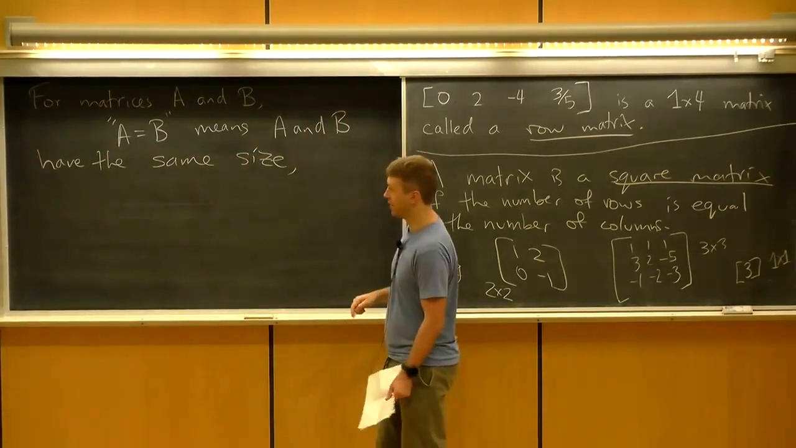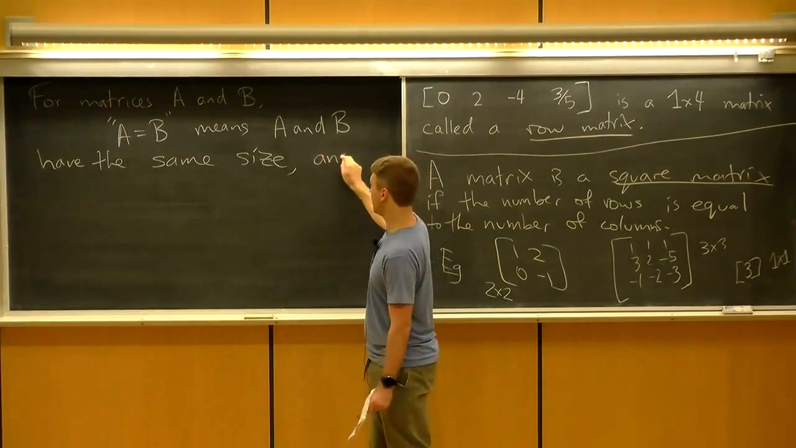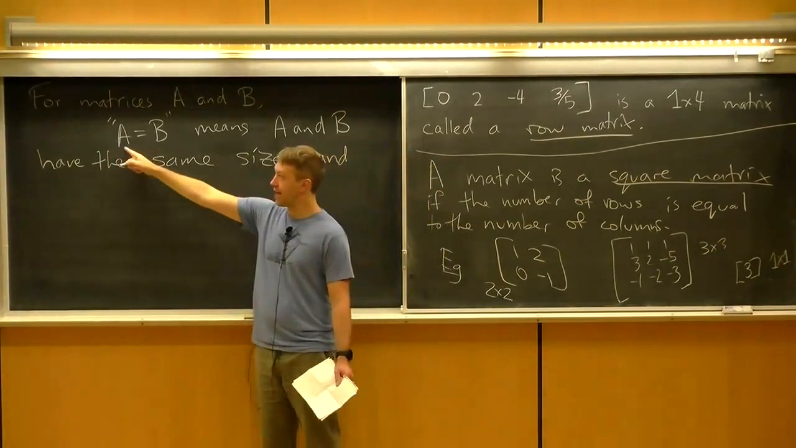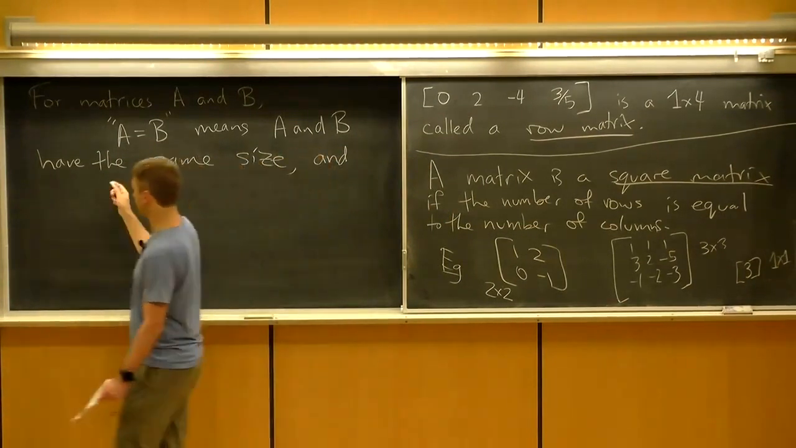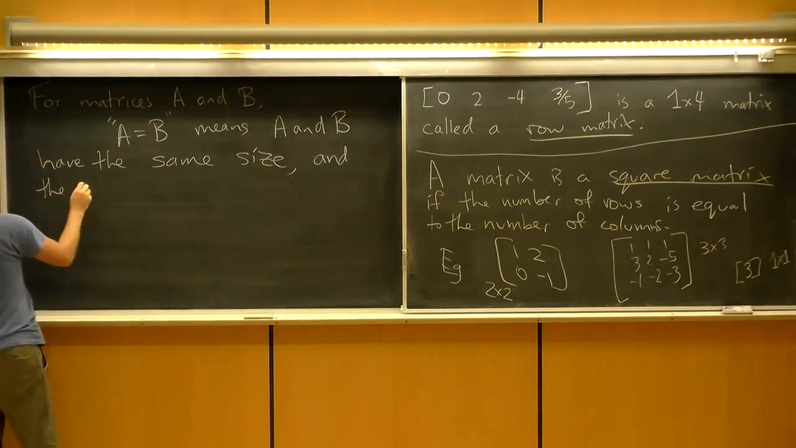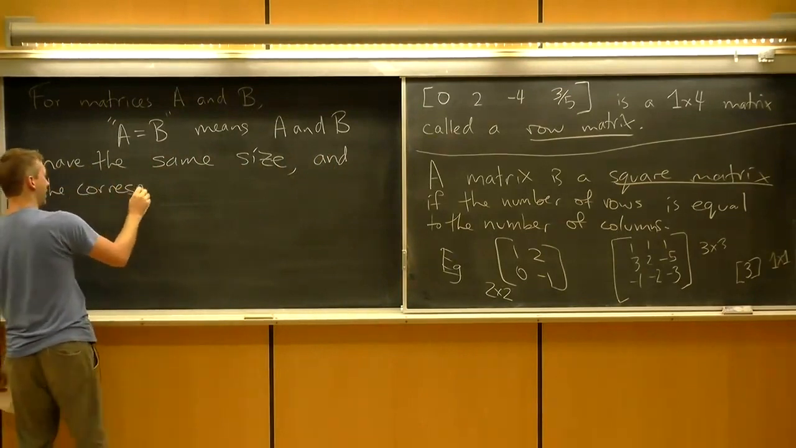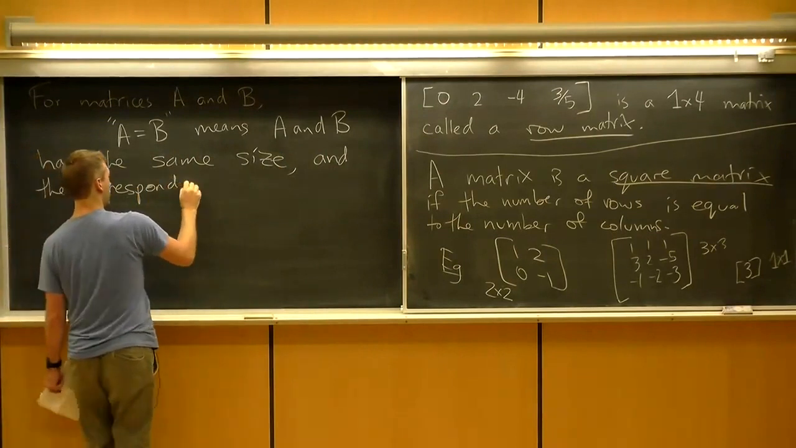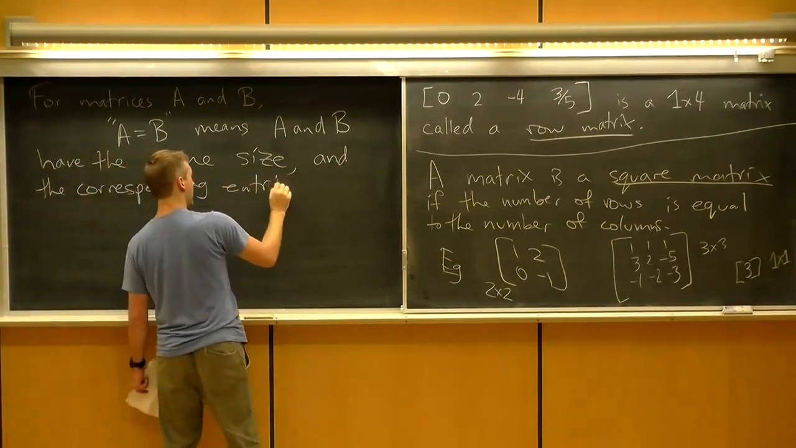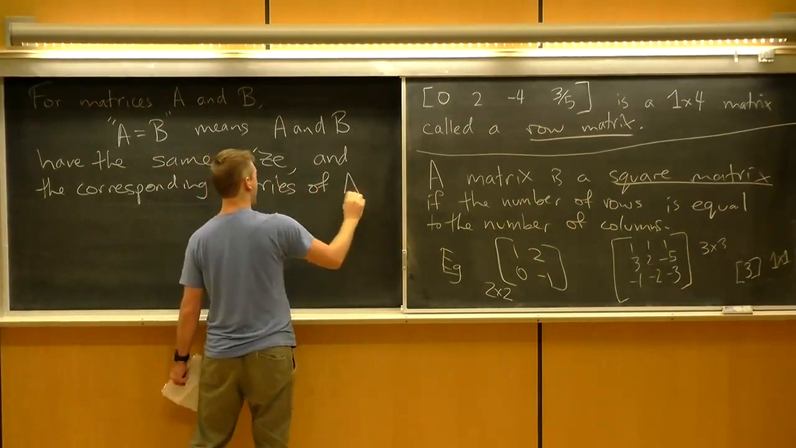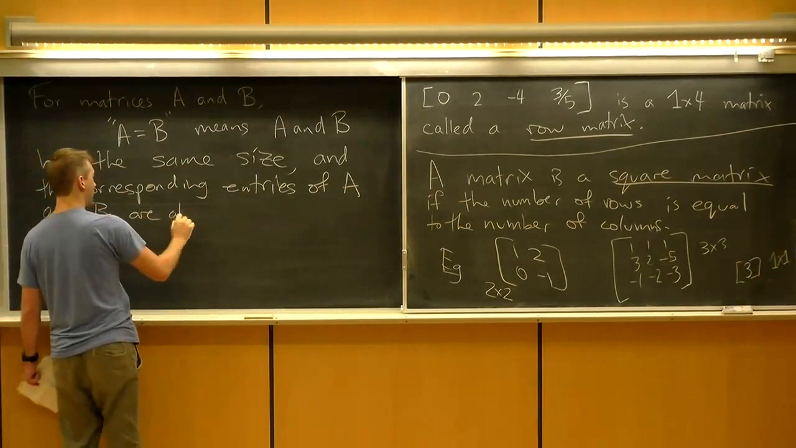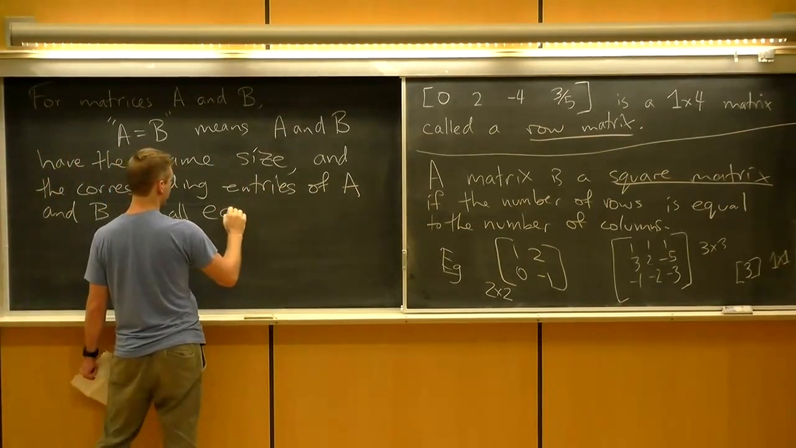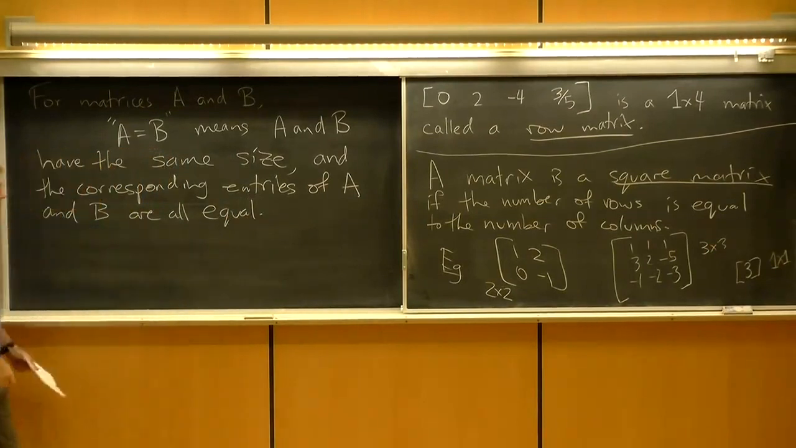But obviously that's not good enough. We also need, additionally, the corresponding entry of A to be equal to the corresponding entry of B for all entries. So the corresponding entries of A and B are all equal. So in other words, this really is as simple as it seems.